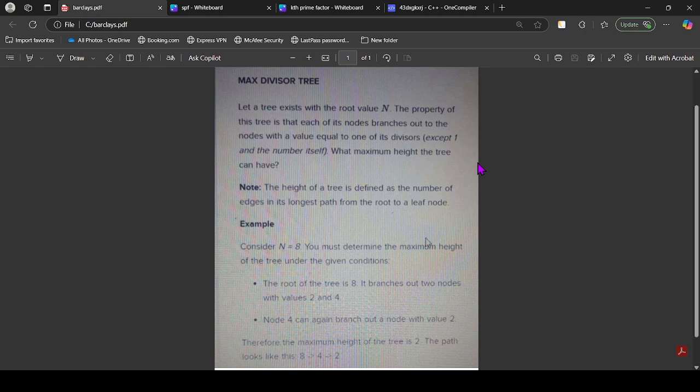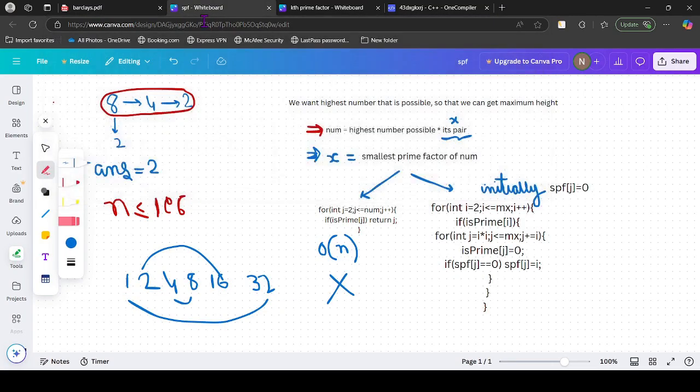The height of a tree is defined as the number of edges in its longest path from root to leaf node. For example, the root value is 8. It can branch out to 2 and 4, and the 4 can again branch out to 2. So the maximum height is 2 because the path looks like 8, 4, 2. So for the given value 8, the answer is 2, and the constraints are that n can go up to 10^6.